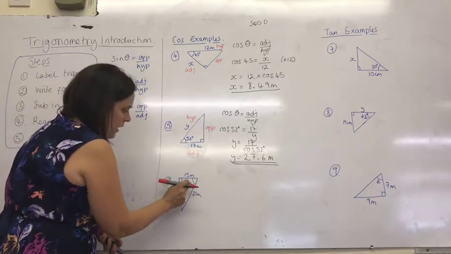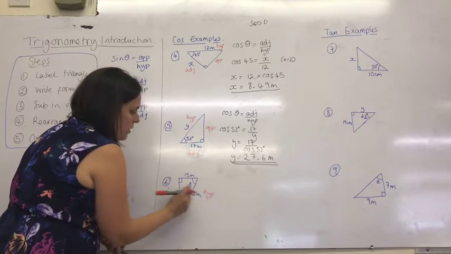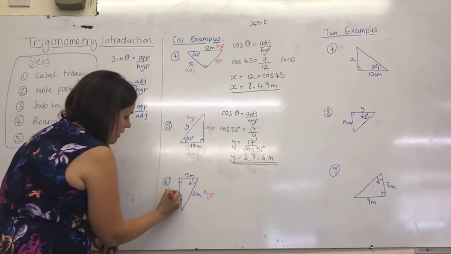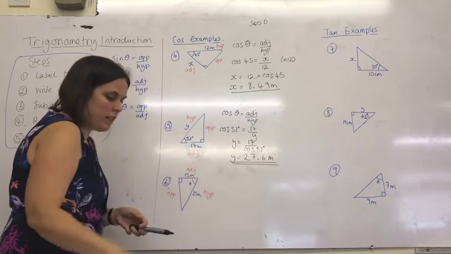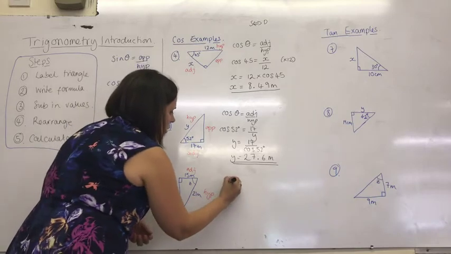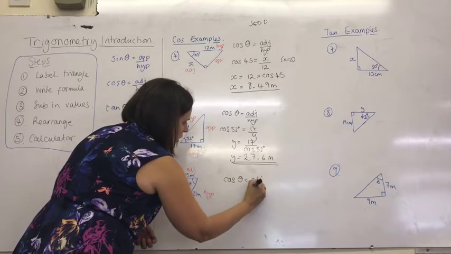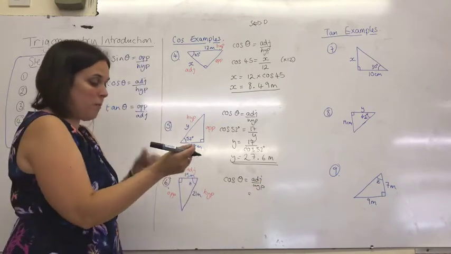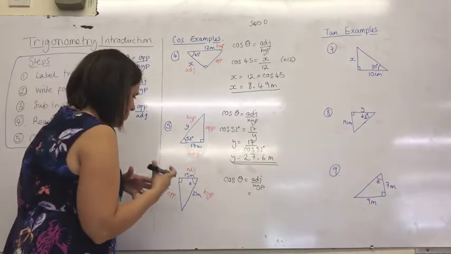So there is the 90-degree angle, this is your hypotenuse therefore, this is the angle we're using, so this is the opposite, and this one's the adjacent. Okay, write out your formula. Cos theta equals adjacent over hypotenuse, and as I said, the more times you write that out the better, because you will then get to remember the formula, and that's really important.